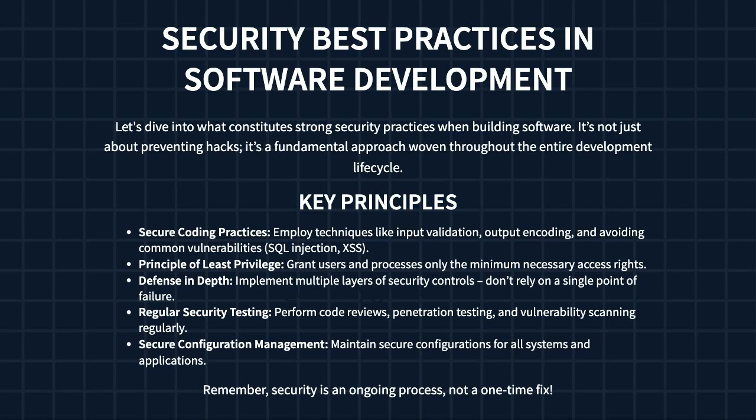Then we want to give people only what they absolutely need to do their jobs, a concept called least privilege. Defense in depth means having multiple layers of protection so if one fails, others are there. And finally, regular testing. Think code reviews and scanning for vulnerabilities keeps things secure over time. Security isn't just something you fix once, it's an ongoing effort.